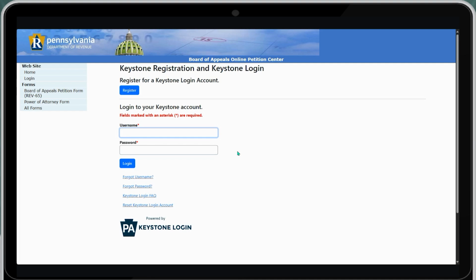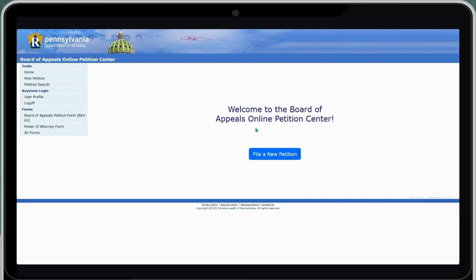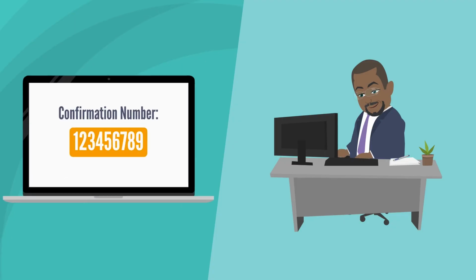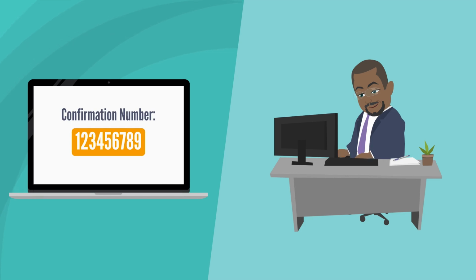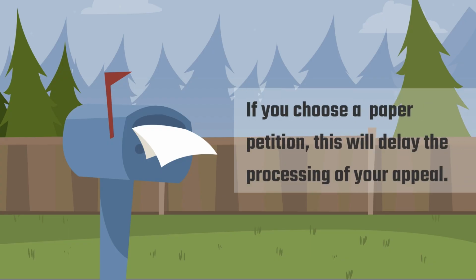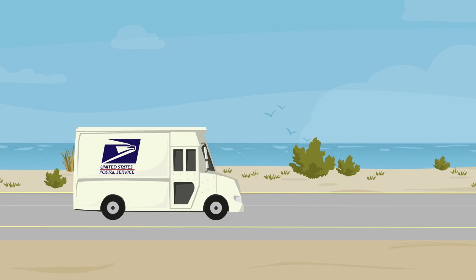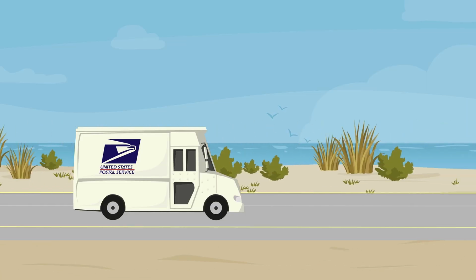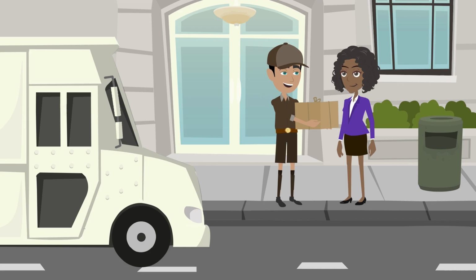Then, you will need to either create a Keystone login account or sign in. But once that is complete, you can get started right away. Upon submission of the electronic petition, the data is immediately available for review and filers instantly receive a confirmation number for their records. Please keep in mind that if you choose to mail a paper petition, this will delay the processing of your appeal. It takes time for the U.S. Postal Service to deliver correspondence to the department.